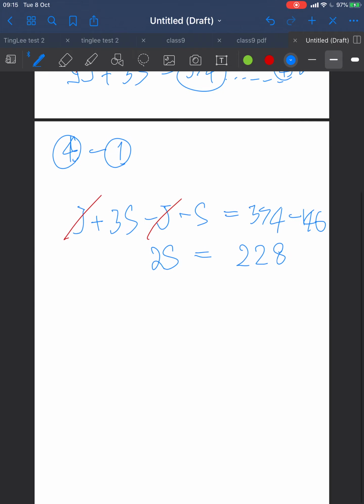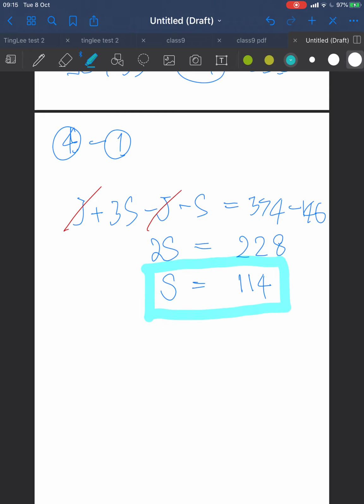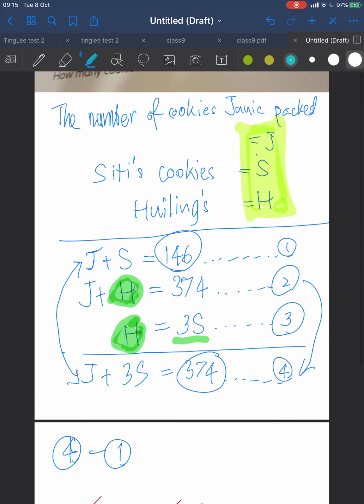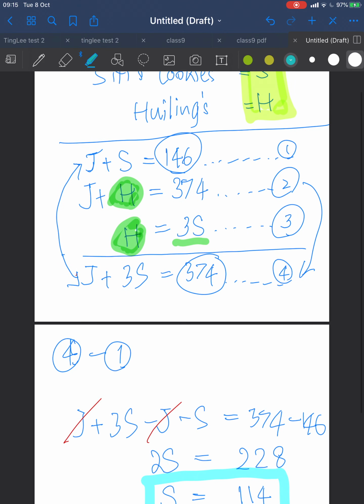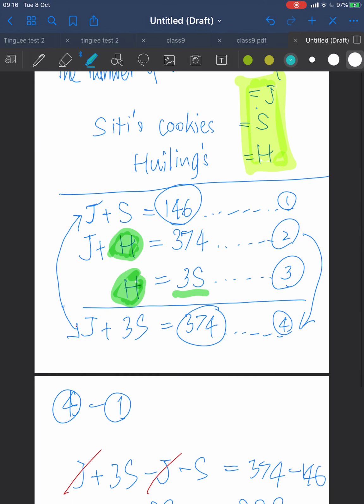2s equals 228, so 1s, only half of it, is 114. You divide this figure by 2. You have one answer already. This is your first answer. Once you have s equals 114, you can easily substitute this figure into any equation that you like. We'll do it with equation number 1.